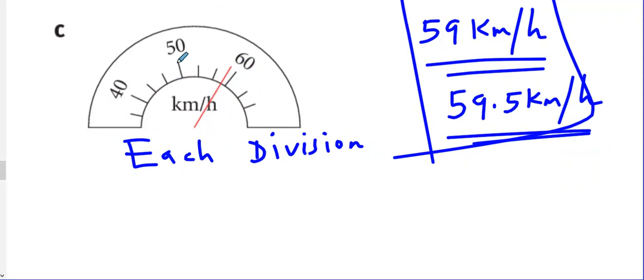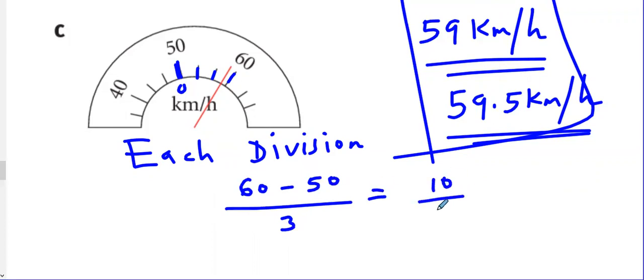So let me check from 50 to 60, how many lines are there? From 50, this is 0, 1, 2, 3. So there are 3 lines. So I'm going to take 60 minus 50 divided by 3. This will be 10 divided by 3. This will be 3.3333 recurring. Can you see that? That means each line here is 3.3. So this is 50, this will be 53.3, this will be 56.6.